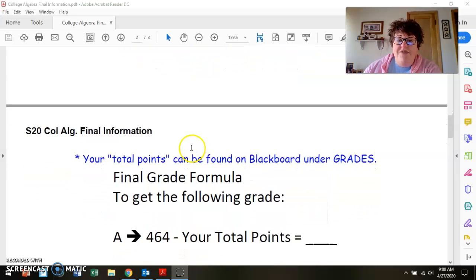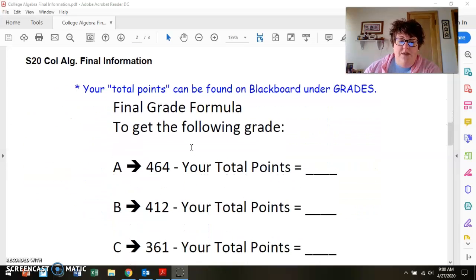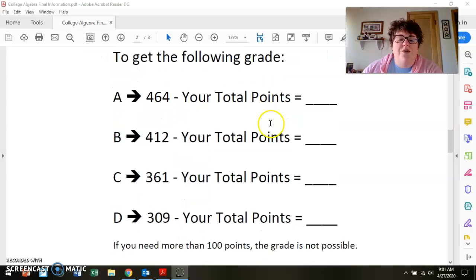You're taking your chapter 4 test on Wednesday, so your grades are not up to date yet. After you take your test, on Thursday morning is when you can figure your final grade. Look on Blackboard and you'll be able to see your total points. You can round those to a whole number. Then you can use this grade formula.